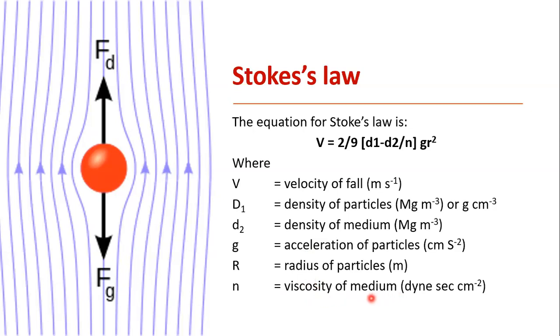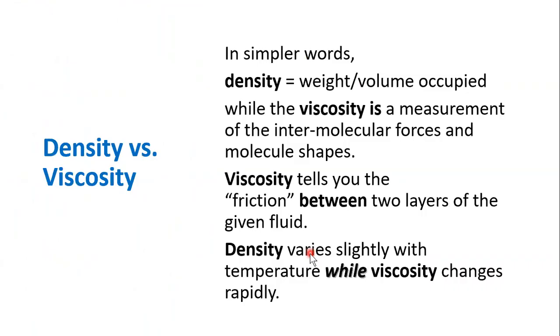of the medium. So it means that if we want to analyze based on the radius of the particle, all others should be constant. If they are not constant, then we will have to make some assumptions. Before going to that, I just want to differentiate the density and viscosity in a simple way.